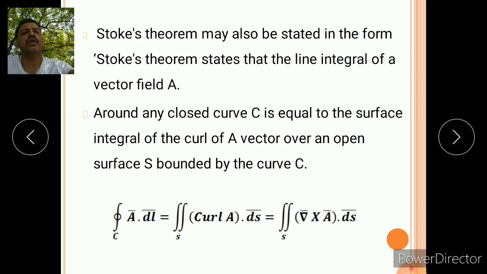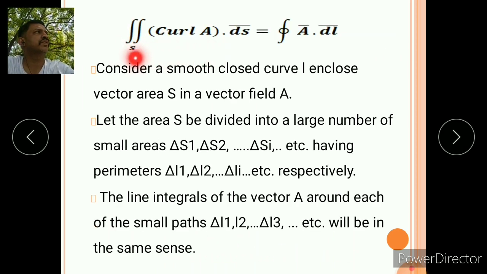Stokes theorem may also be stated in this form: the line integral of a vector field A around any closed curve C is equal to the surface integral of the curl of the vector A over the open surface S bounded by the curve C. Therefore, ∮ over closed curve C of A · dl equals ∫ curl A · ds, which equals ∫ del cross A · ds. The meaning of all these is the same. So the surface integral of curl A · ds equals the closed-path integral of A · dl.